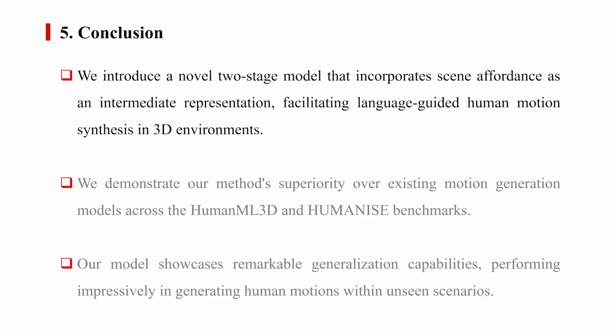Our contribution lies in a novel two-stage model that incorporates scene affordance as an intermediate representation. It efficiently links scene grounding and conditional motion generation, facilitating language-guided human motion generation in 3D scenes. Through extensive quantitative and qualitative evaluations, we demonstrate our method's superiority over existing motion generation models across the HumanML3D and HUMANISE benchmarks. Despite the scarcity of language scene motion datasets, our model achieves impressive performance in generating human motions for previously unseen language scene pairs.